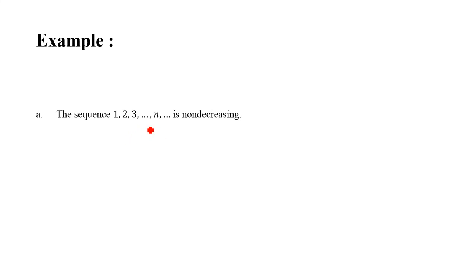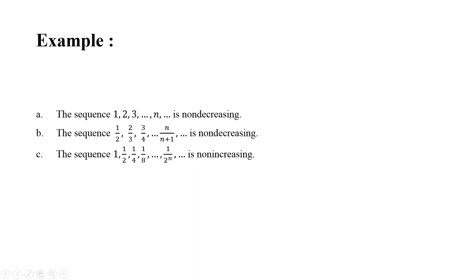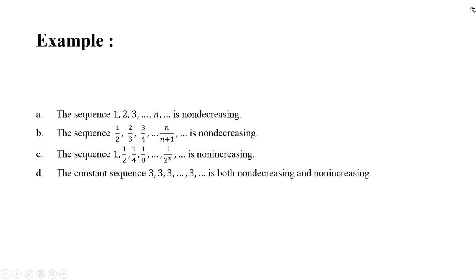So the sequence 1, 2, 3, up till n is non-decreasing, and this sequence is again non-decreasing. This sequence is non-increasing because every next term is less than the previous term. The constant sequence is both non-decreasing and non-increasing. This sequence is not monotonic because we cannot find the relation between the terms for all n.